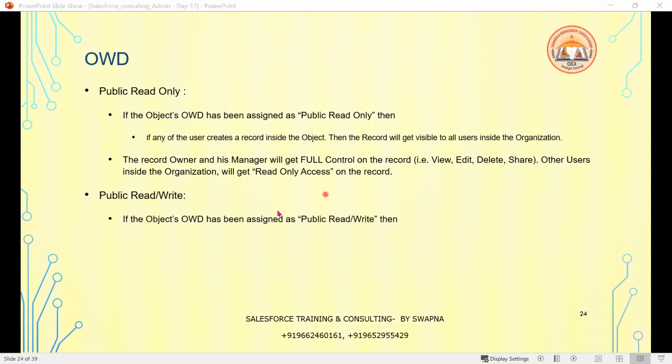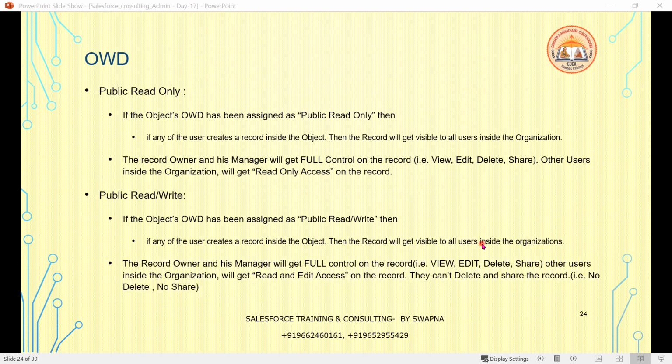Public read-write: if the object OWD has been assigned as public read-write, then if any user creates a record inside the object, the record will be visible to all the users inside the organization. The record owner and manager will have full control, whereas other users will have read and edit access. They cannot delete the record, and they cannot share the record.